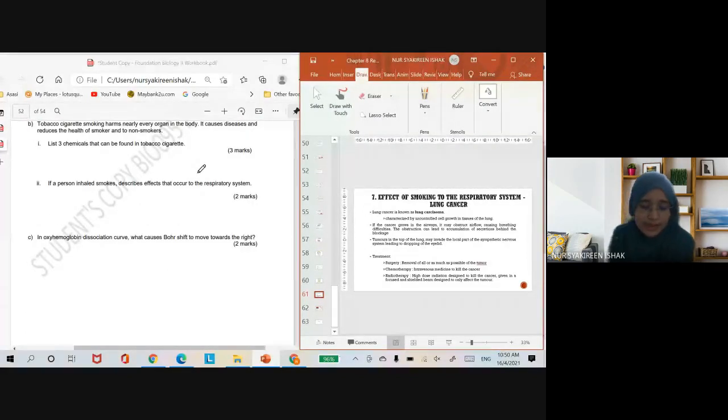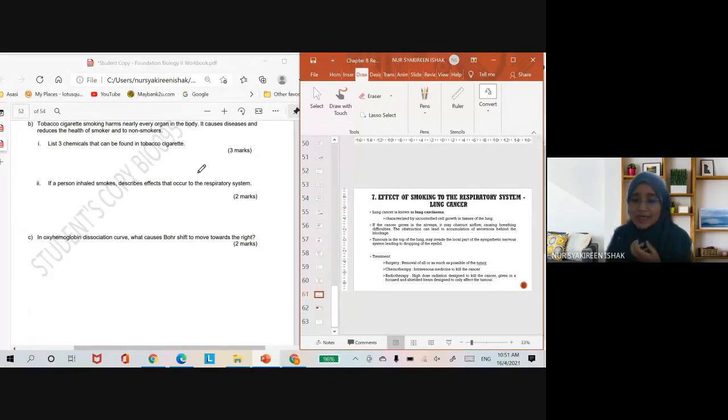Okay, so number 2, if a person inhales smoke, describe the effects that occur to the respiratory system. Okay, the effects of inhaling the smoke. First, dua markah, 2 marks. So toxic substances paralyze the cilia lining the trachea and bronchi. So as you know, the trachea and the bronchi are lined with cilia. Okay, the epithelial cells, they have cilia.